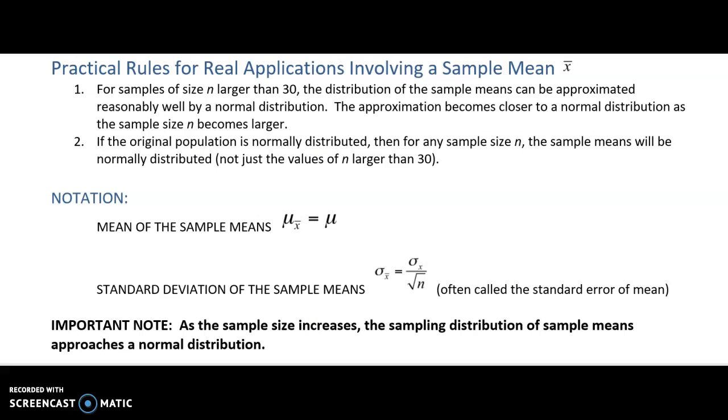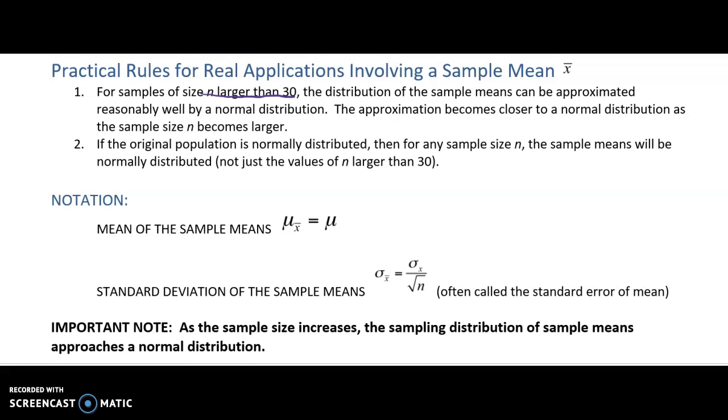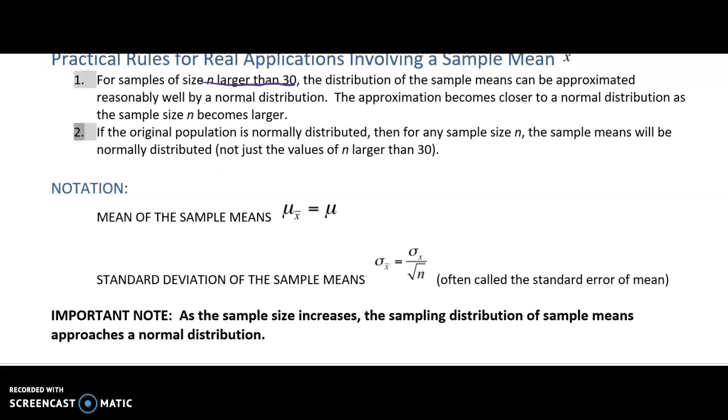Let's look at some rules for how we would actually apply this. Practical rules for real applications involving a sample mean, x bar. For sample sizes n larger than 30, the distribution of the sample means can be approximated reasonably well using a normal distribution. So if we have n greater than 30, the approximation becomes closer to a normal distribution as the sample size n becomes larger.